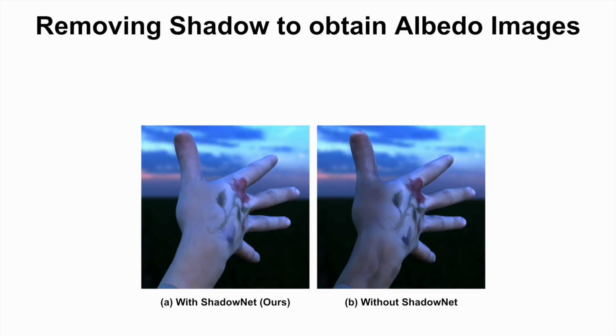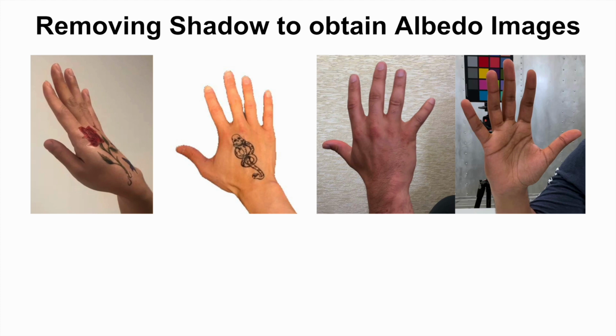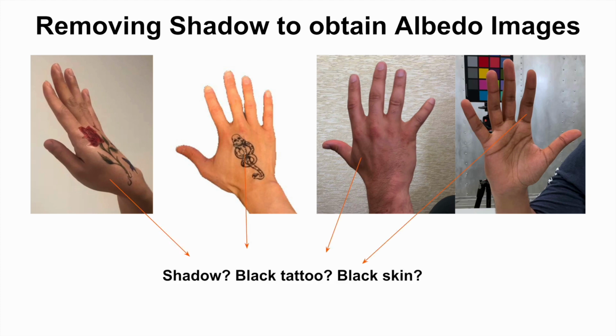One thing we should consider when creating the hand avatar is the disentanglement of the shadow and albedo. Baked shadows can make significant artifacts in novel environments like this example. But how can we extract shadow given a short video from a single phone? This is actually impossible to perfectly solve due to the ambiguity of the image intrinsic decomposition. If we have a black color tattoo, how can we know whether it is shadow or tattoo?